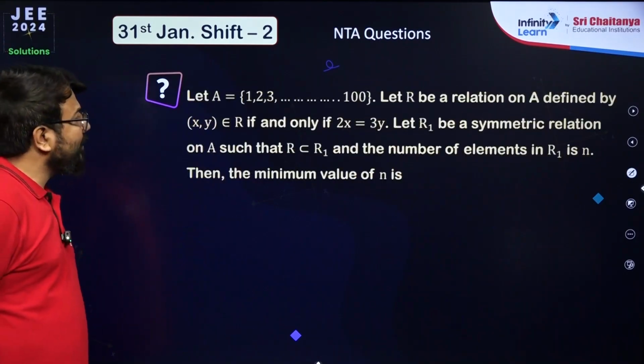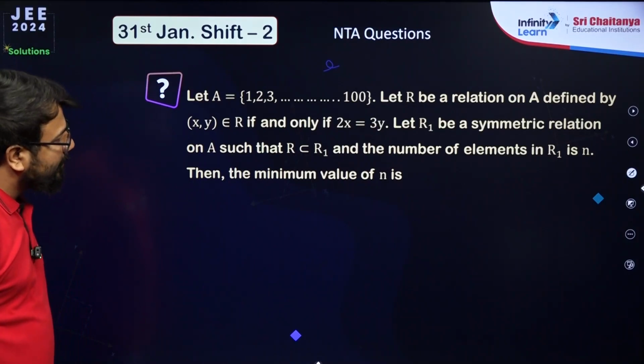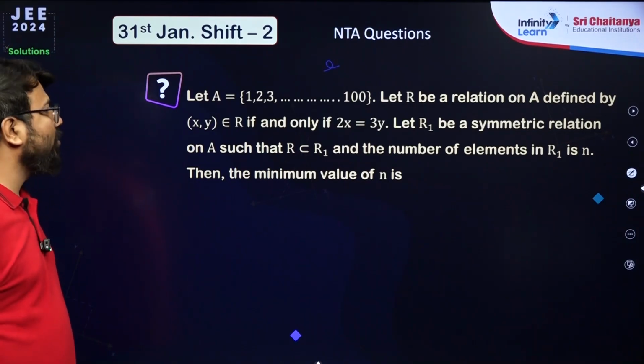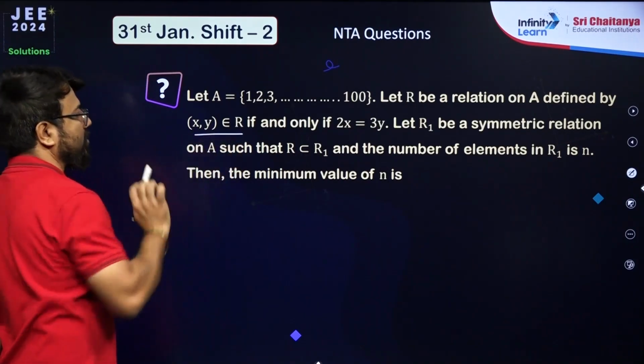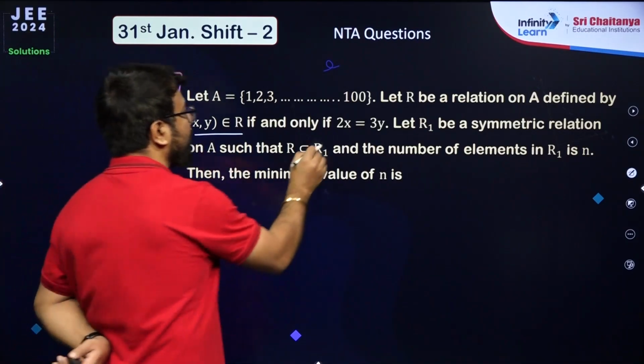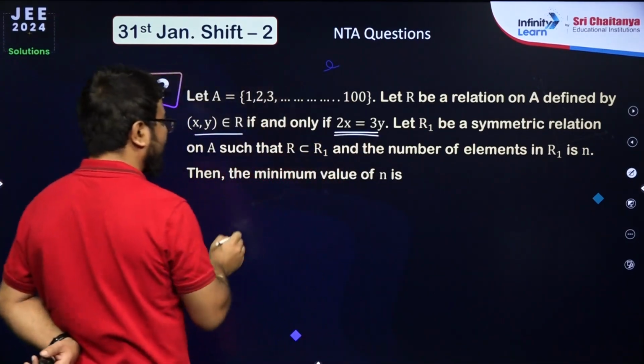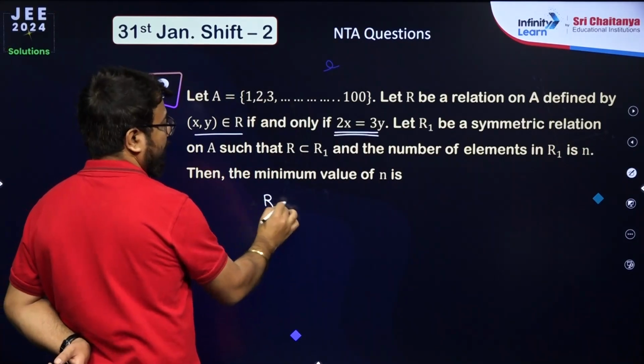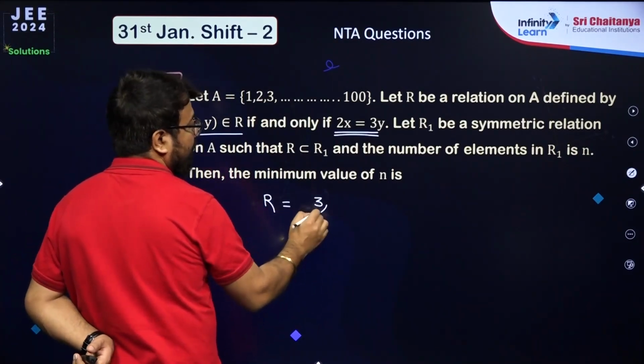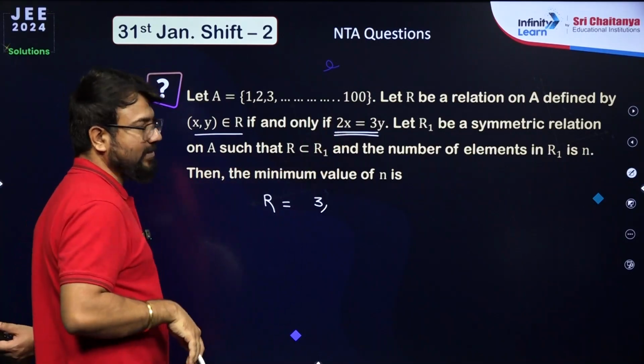Moving forward, let A be the set 1, 2, 3 up till 100. Let R be the relation on A defined by (x, y) belongs to R if 2x equals 3y. Suppose I keep the value of x as 3. Then 3 into 2 will become 6.